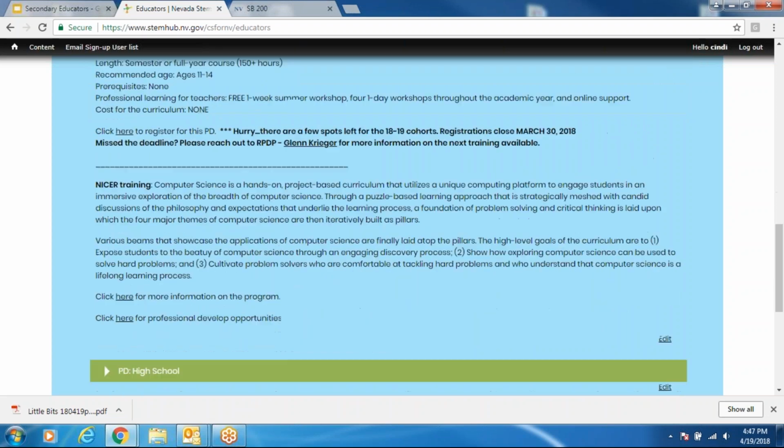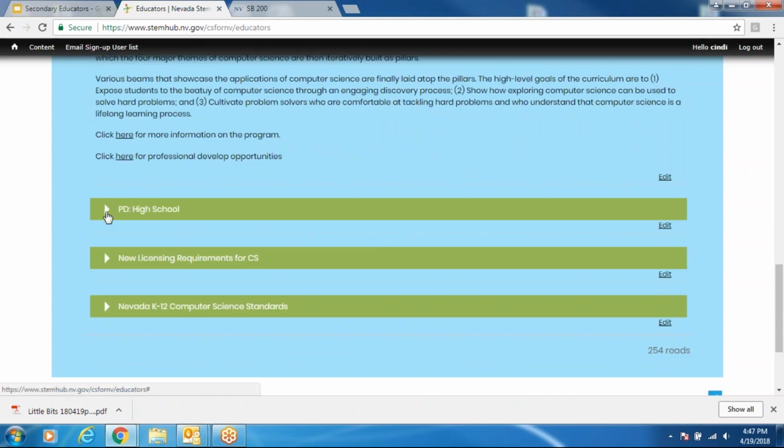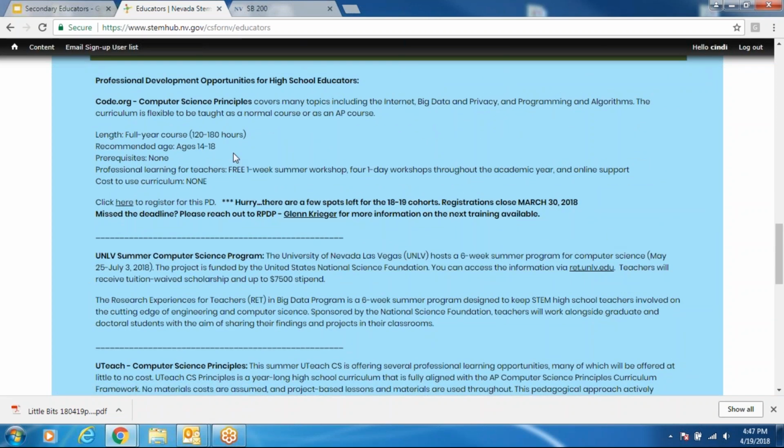Okay. From the high school vantage, again, we have our training for computer science principles. That's currently going to take place this summer. It's, again, a week-long summer workshop, 4 one-day follow-up workshops. It's free. The curriculum is free. It's through RPDP.